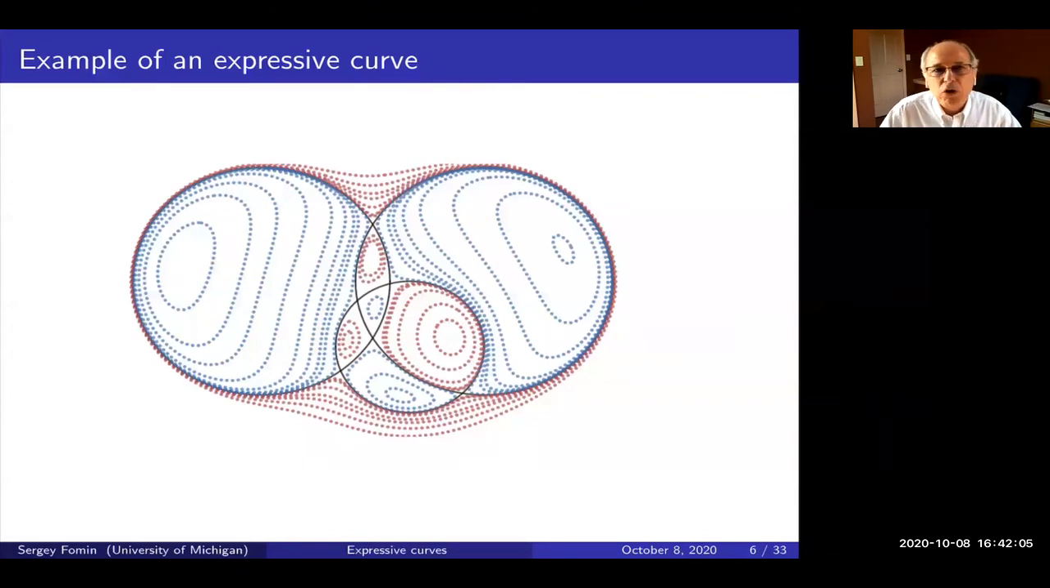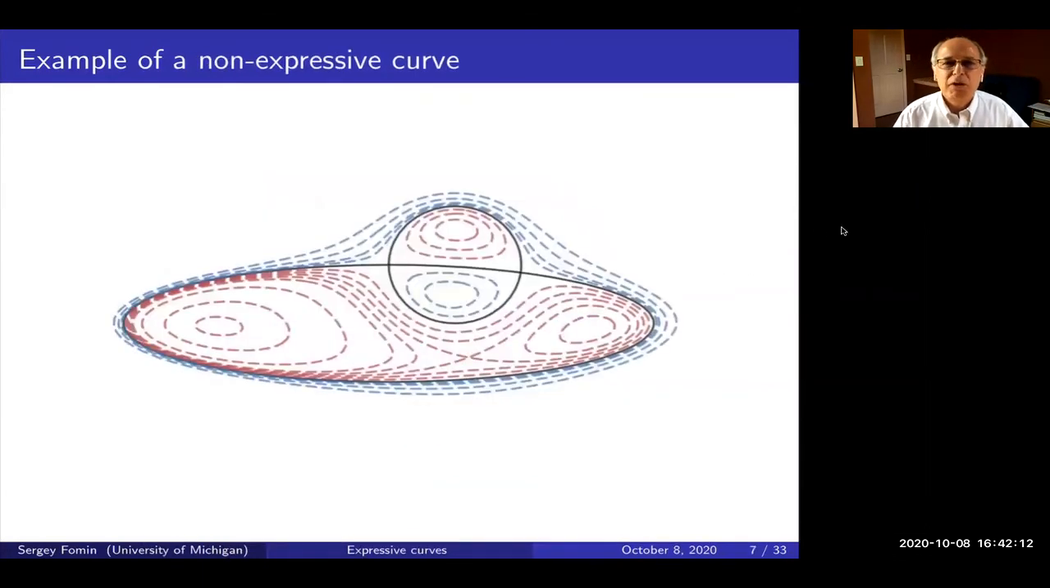This is an example of a non-expressive curve. Oh, I lost connection too. Do you see my, oh, now you see it.